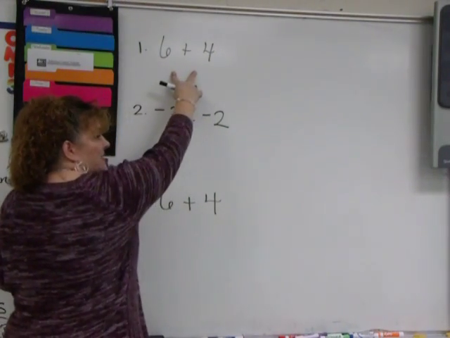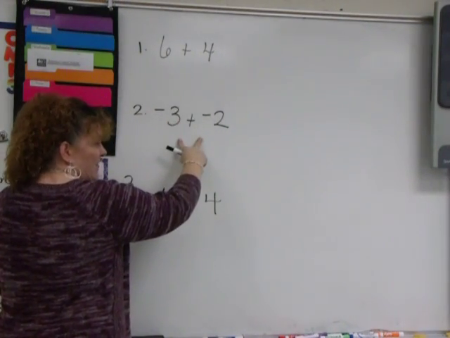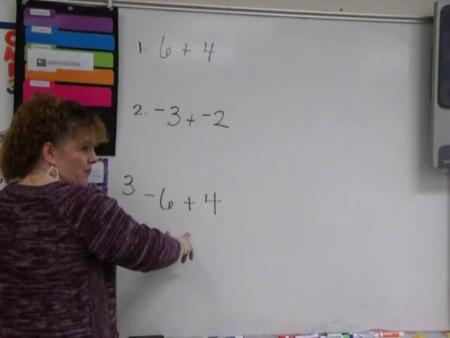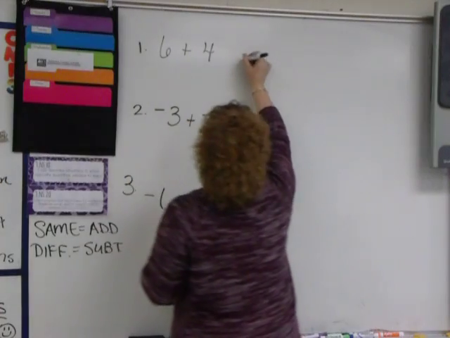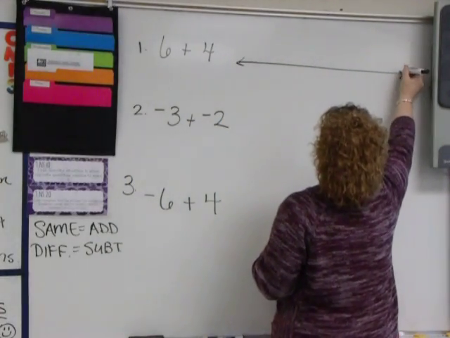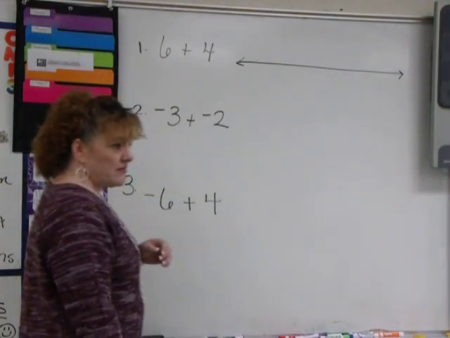Both of them are positive in number 1. They're both negative in number 2. They're different in number 3. So that's how the examples are different. We are going to make a number line for number 1. You need to make a number line.